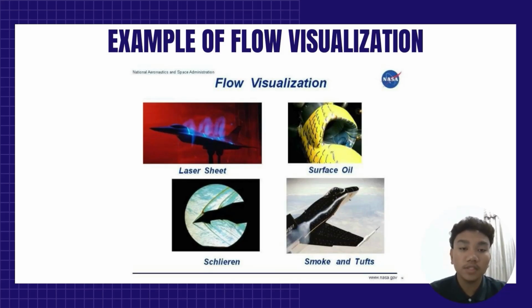So these are four examples of flow visualization. The first one is a laser sheet. The second one is surface oil. The third one is schlieren, and the last one is smoke and turf.